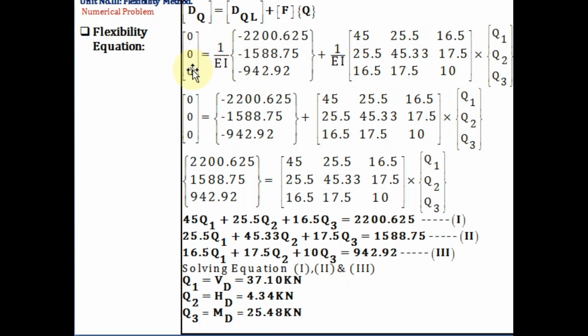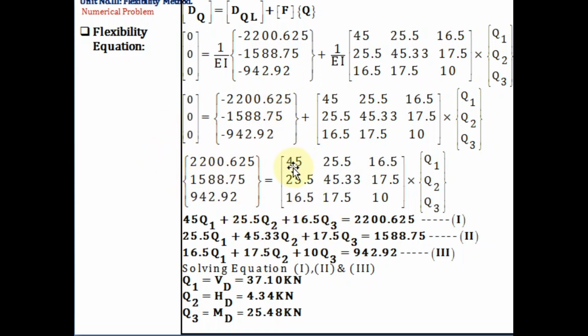So here the DQ matrix is 0, 0, 0. The DQL matrix is minus 2200.625, minus 1588.75, minus 942.92, plus the F matrix, which is 1 upon EI times 45, 25.5, 16.5, then 25.5, 45.33, 17.5, 16.5, 17.5 and 10, and Q1, Q2, Q3 are the unknowns. Now here we will take EI common and multiply on the other side, so the EI will get cancelled. We will take the DQL matrix on the other side.